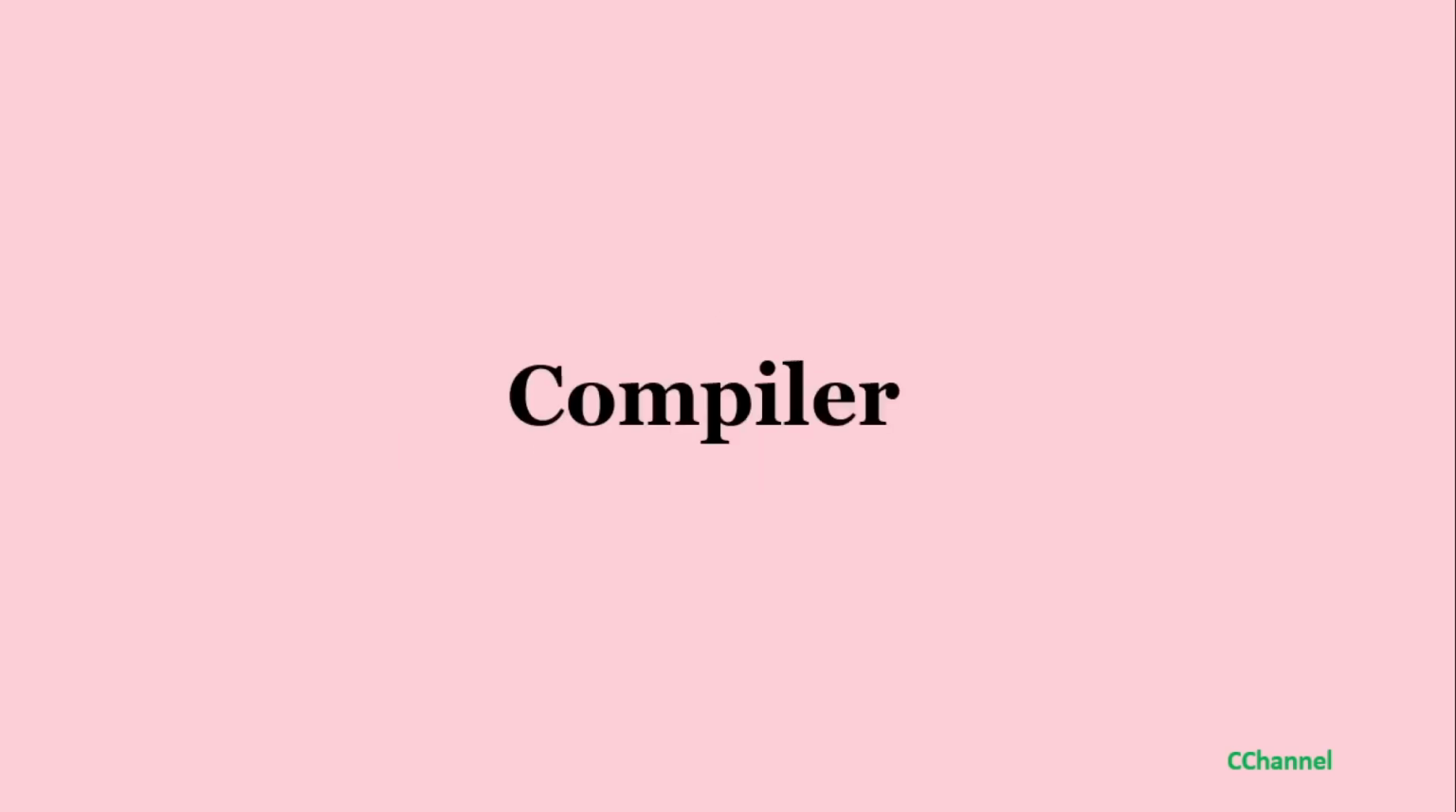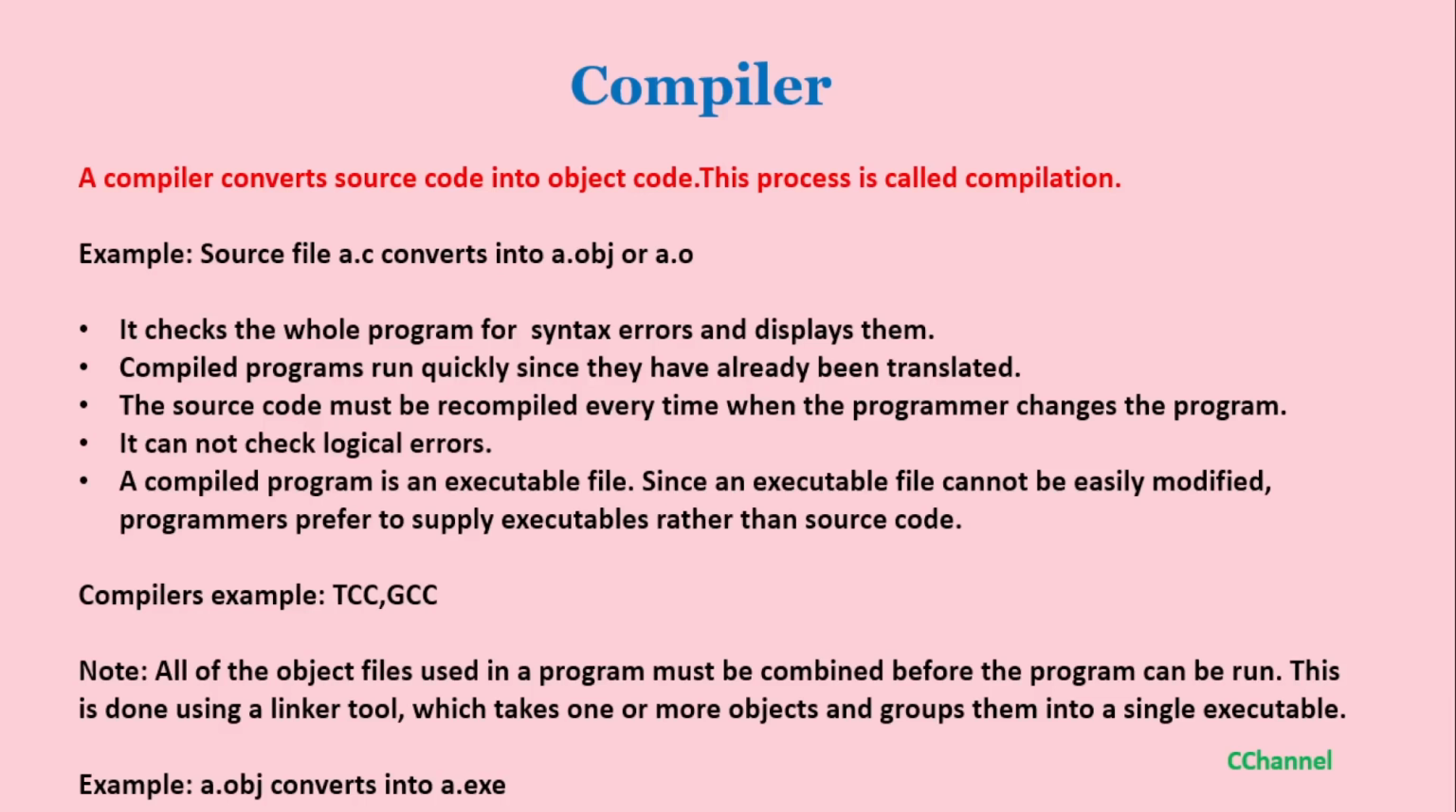What is compiler? A compiler converts source code into object code. This process is called compilation. Example, source file a.c converts into a.obj or a.o. It checks the whole program for syntax errors and displays them. Compiled programs run quickly since they have already been translated.